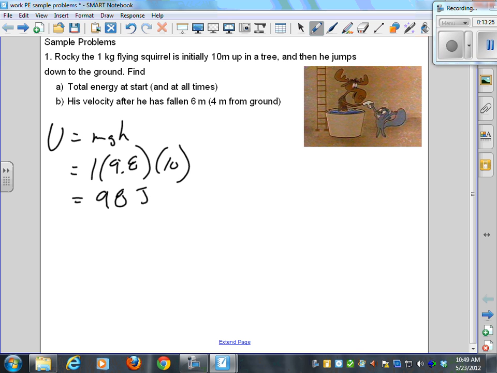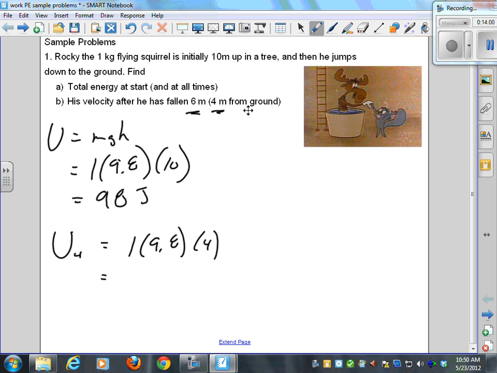Now, what's his velocity after he's fallen 6 meters, which is 4 meters from the ground? There are two ways that you could do this. Let's do it from a conservation of energy way of thinking. If he's fallen 6 meters, then he is actually 4 meters from the ground. So I'm going to write U, with a little 4 to indicate the 4 meter height. That would be 1 times 9.8 times 4, because I'm finding his potential energy when he's 4 meters from the ground.